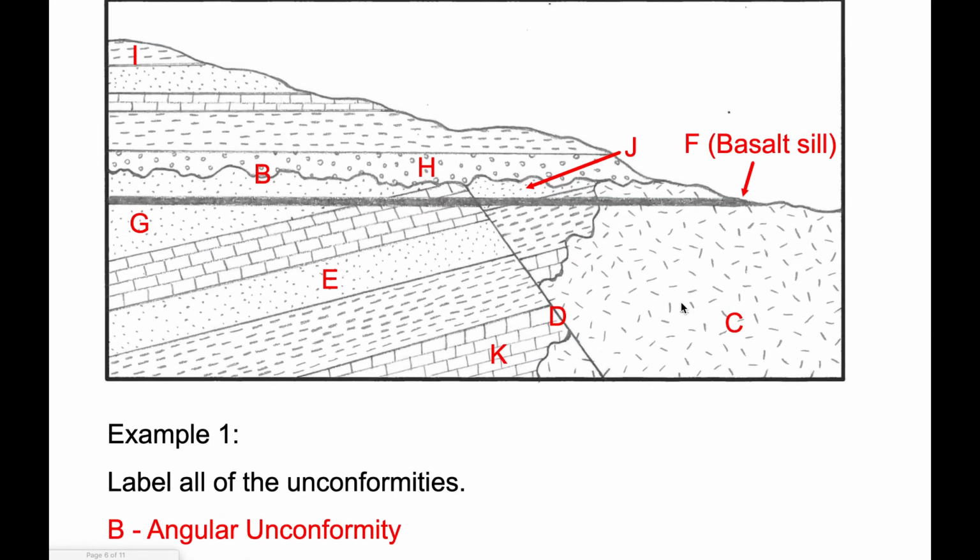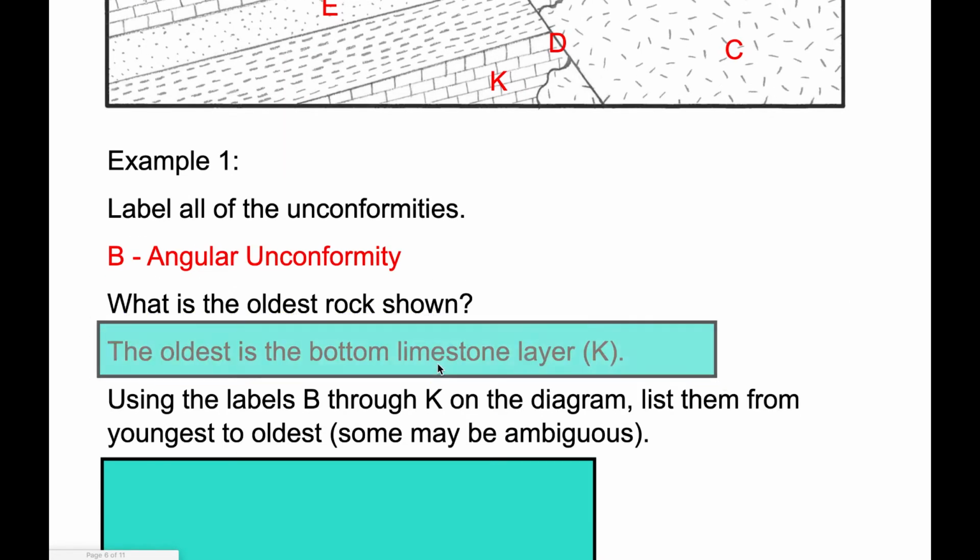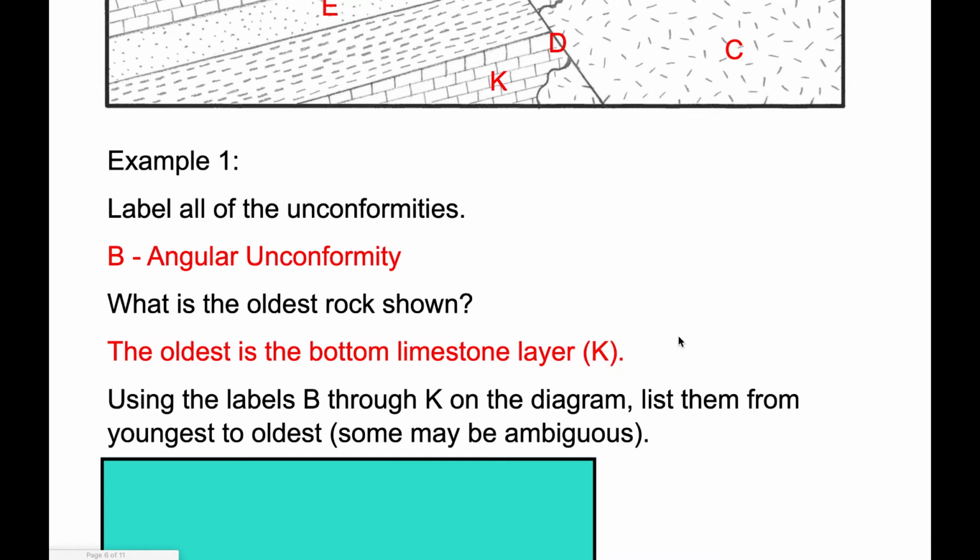What is the oldest rock shown? Well, it's going to be one of the layers at the bottom. If this is an igneous intrusion, it has to cross-cut these sedimentary layers, meaning these sedimentary layers had to be there before. So K, which is our bottom sedimentary layer, has to be our oldest rock, and it happens to be limestone.